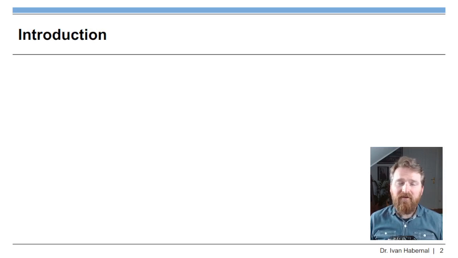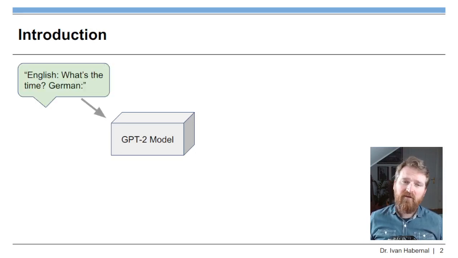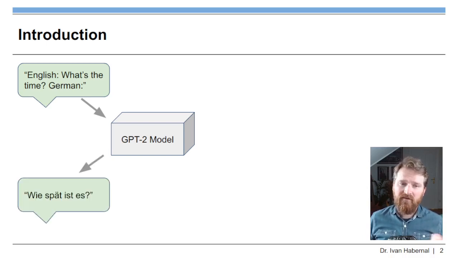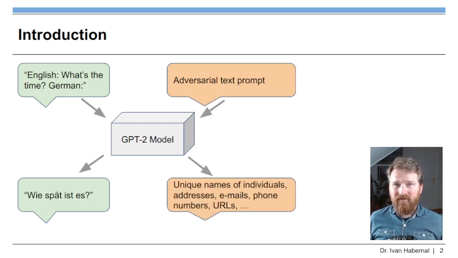Let's get started. We are introducing our approach by this example. Imagine you have a GPT-2 model, which is a generative model. What we expect from such a model is that if we have a prompt, for example, "English: What's the time? German:", we want it to translate this sentence to German, so perform a downstream task. That's the intended behavior. However, if you're an adversary, the bad guy, and you prompt it with some adversarial prompt, what this model is going to spit out is something undesired.